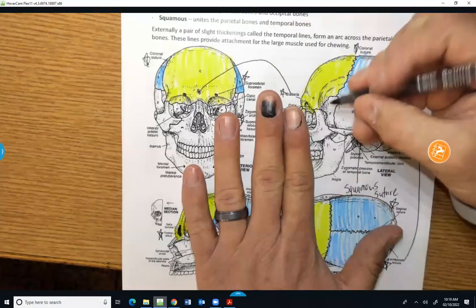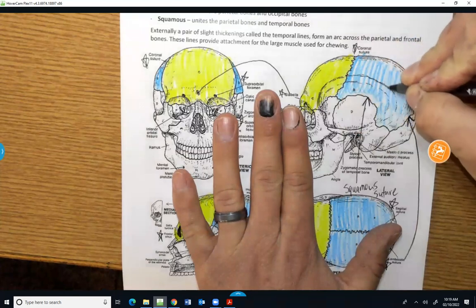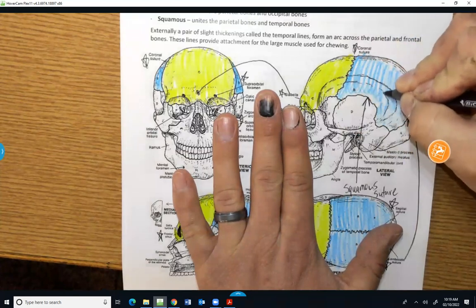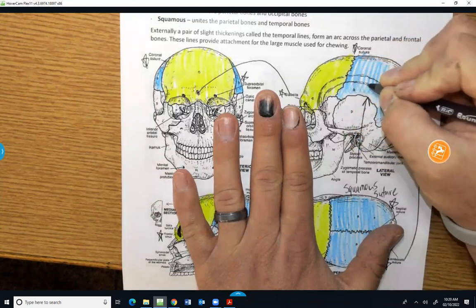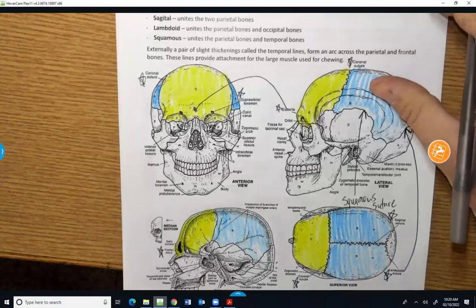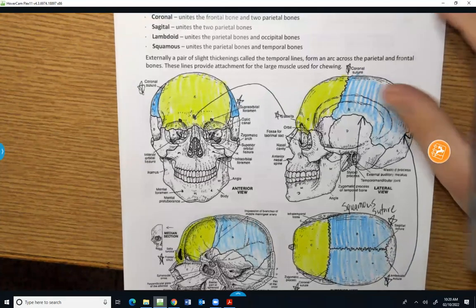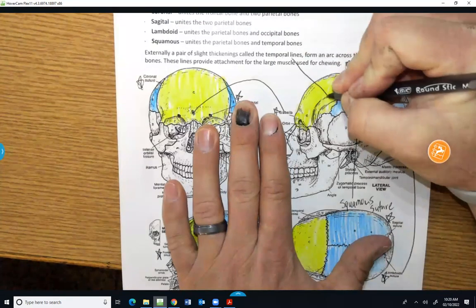All right, last thing I want to do, and this is actually a set of structures, very subtle, but you can kind of see these lines. There's shared structures between the two different bones we've been talking about here, the two parietals and the frontal. These lines are called temporal lines, and I'll just draw an arrow from there to them.